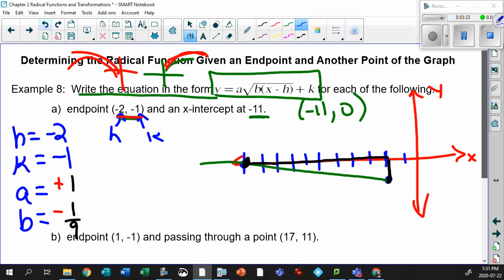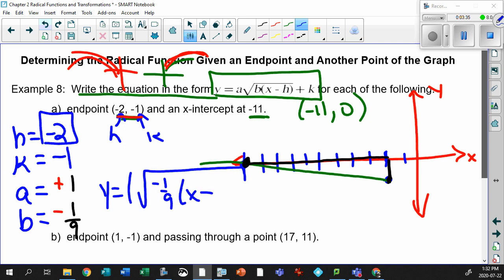Okay, so let's write this thing all out. Now that I've got all the values, writing it all out is easy. This is going to be 1 square root, there's your -1/9, x minus, oh wait, it's a -2, so x plus 2, right? Minus 1. There's your equation. Oh, how pretty.